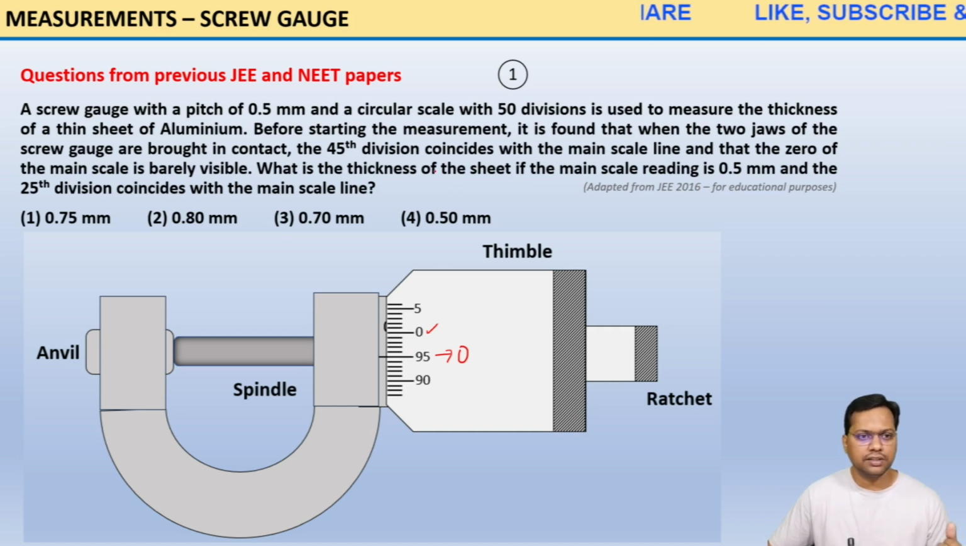Here the same thing you can understand. When the screw gauge is completely closed, that means both the jaws are in contact with each other, the 45th division is coinciding, that is one thing. And the other thing is, the zero of the main scale is barely visible. Therefore, the given screw gauge in the problem is having a negative zero error.